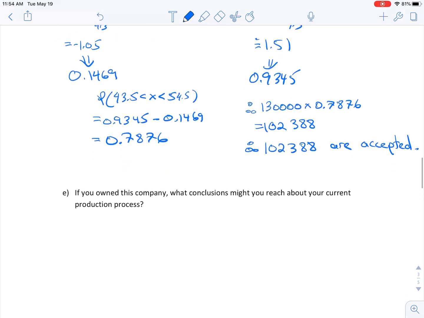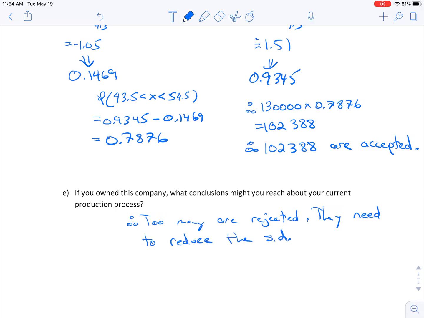So if you own this company, what conclusions might you reach about your production process? Really, therefore, too many are rejected. And they need to reduce the standard deviation. So they need to reduce the differences between each package of chocolates. And then they'll get more acceptance.